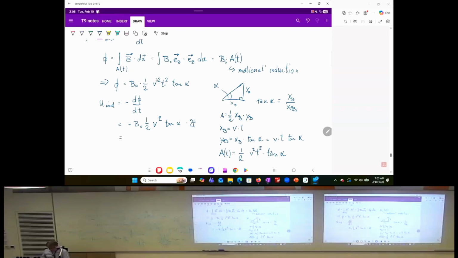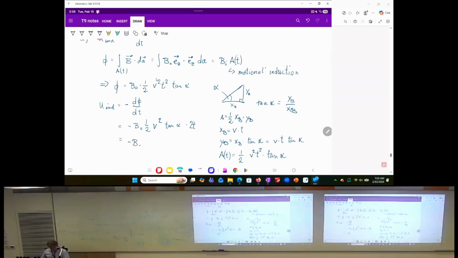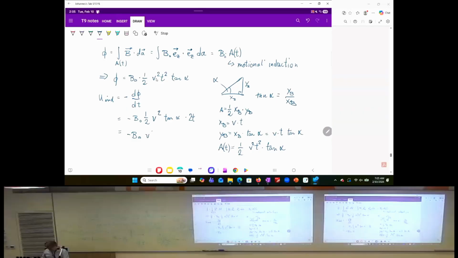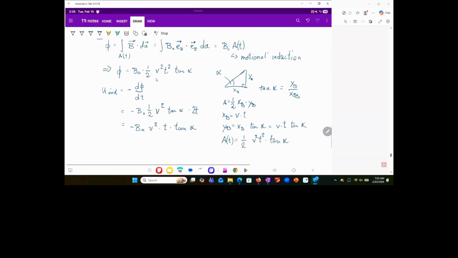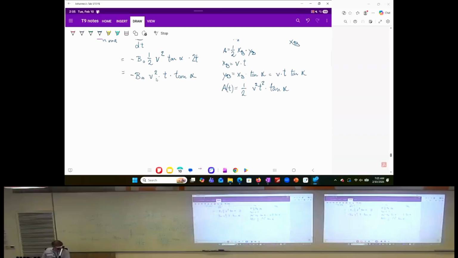So you get basically minus B0 v squared times time times tangent alpha. So that is your induced voltage, and that answers already question A. And now the question is the current I that is flowing through the wire loop and the resistor that is asked for.